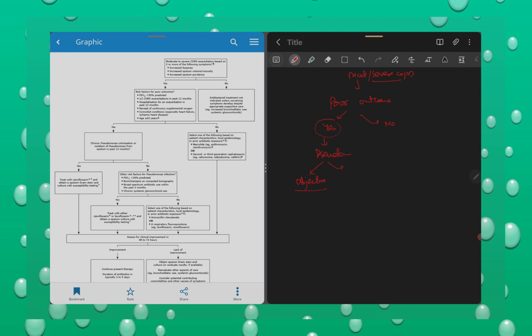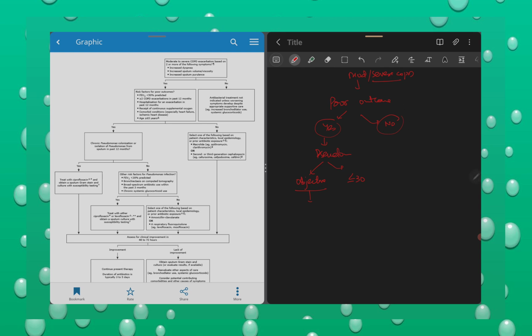For example, if cultures have grown Pseudomonas infection within the past 12 months, or if there has been a chronic Pseudomonas colonization. So that was objective evidence, or if we could indirectly get any evidence for Pseudomonas infection, for example, FEV1 less than 30% or comorbid condition like bronchiectasis or broad spectrum antibiotic use within past 3 months or chronic systemic glucocorticoid use. But if poor outcome was absent and the patient has moderate to severe COPD exacerbation, then we use antibiotics based on the patient's characteristics or prior antibiotic usage.